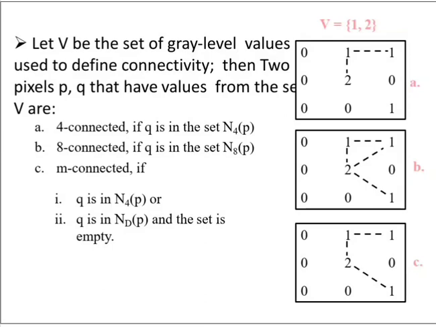Let us consider one example. Suppose that an image contains k disjoint regions Rk, where k equals 1, 2, up to k, none of which touches the image border. Let Ru denote the union of all the k regions and let Ru complement denote its complement. Recall that the complement of the set S is the set of points that are not in S, called S complement.